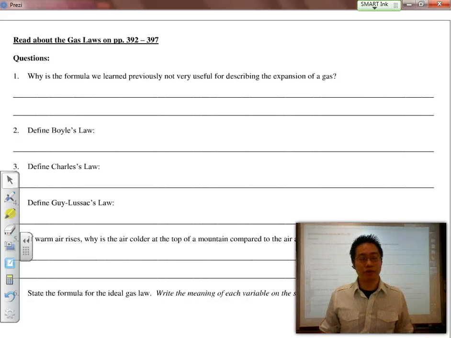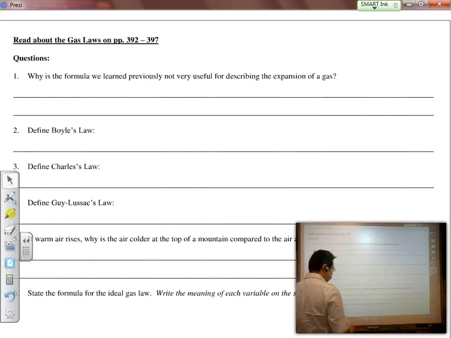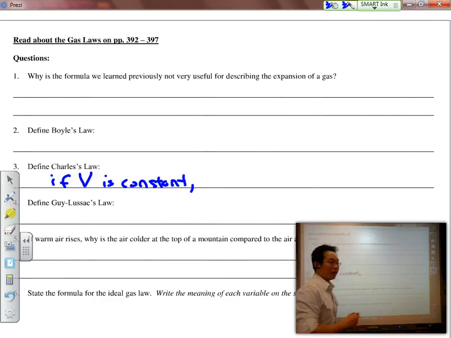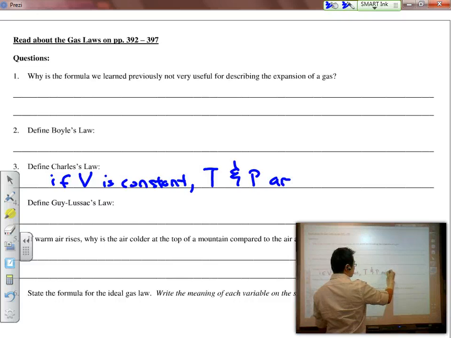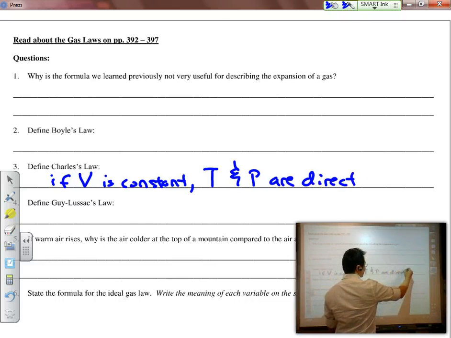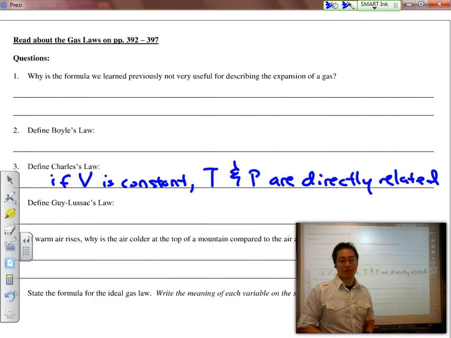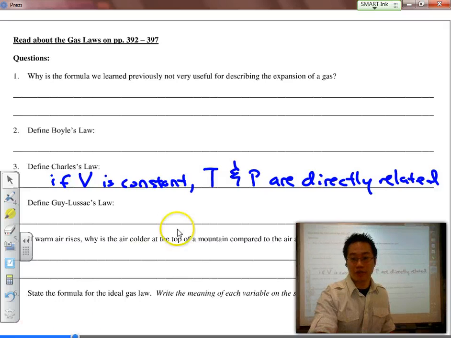And now we are going to talk about Charles's law. Okay, Charles's law talks about the relationship between temperature and pressure, assuming that volume is held constant. So if volume is constant, then temperature and pressure are directly related. Now, why might that be? Let's go back to our animation and take a look.